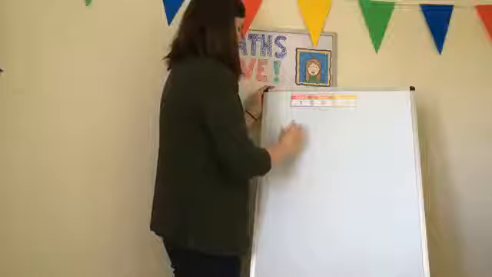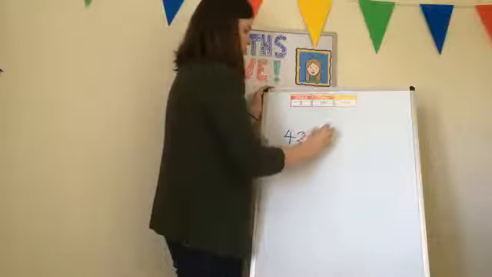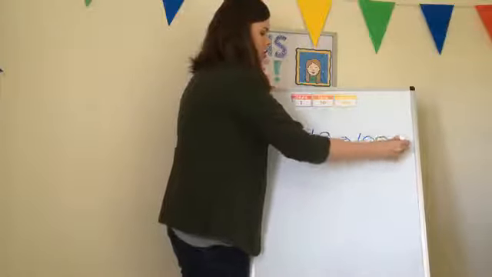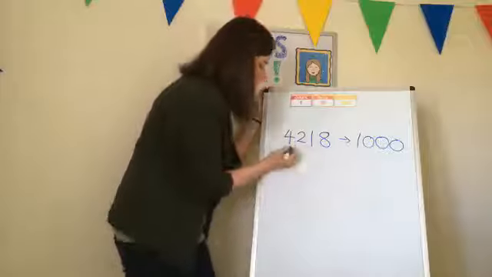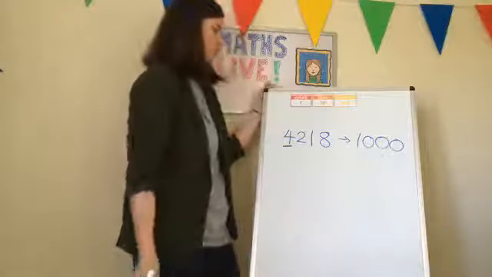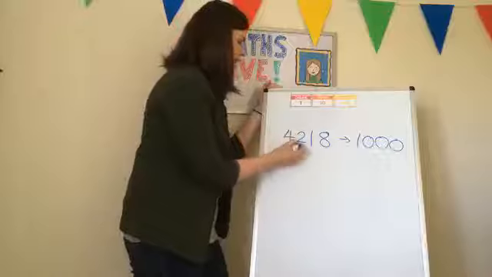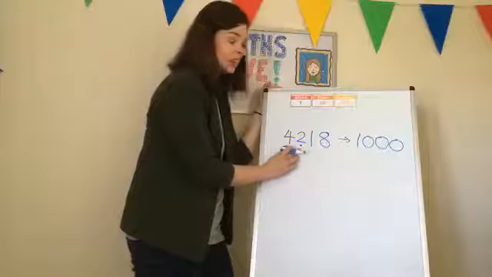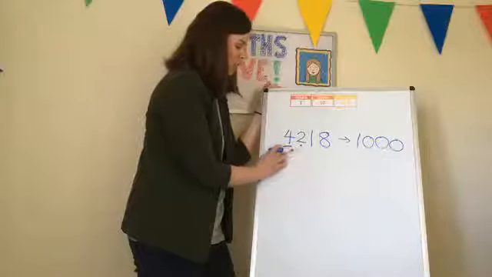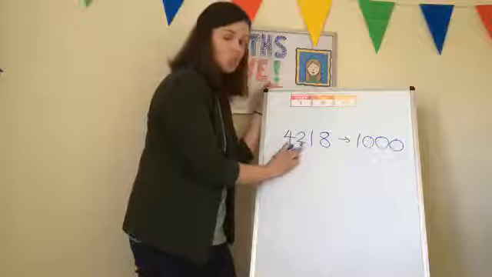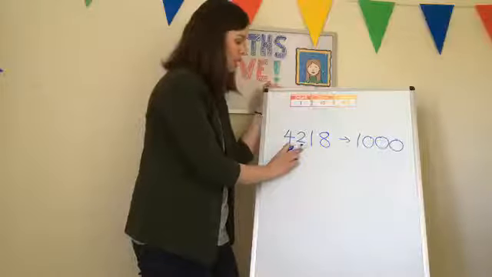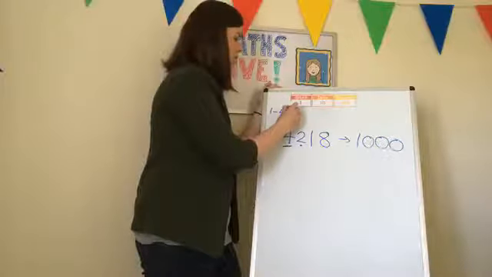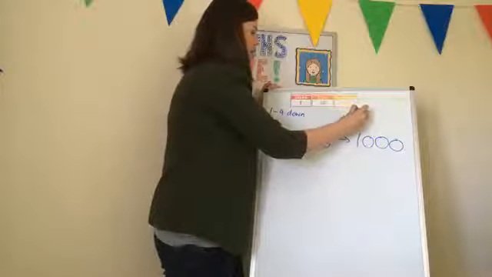Bigger number now. 4,218, and I want it to the nearest 1,000. So I'm looking at my thousands column. I'm going to identify my thousands column. And then it's the digit next to it that is bossing it around. It's telling it what to do. So we've got 4,000 and the 200 is telling us what to do with this. Now if you remember, between 1 and 4 we round down, and 5 and 9 we round up.